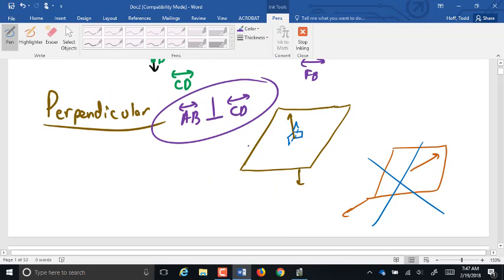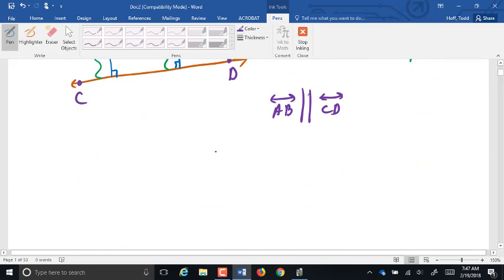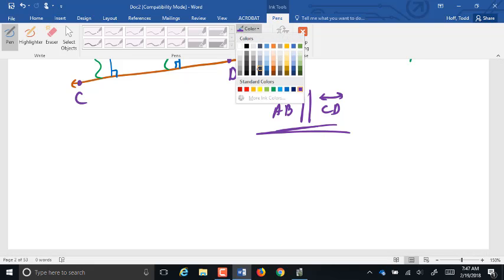I'm never going to quiz you on the notation, but it's notation you're going to see in the book as we're doing homework, and you might see it on a quiz. You know, I tell you that line AB is parallel to line CD. You need to know what that means because you're going to need that information to figure other stuff out.